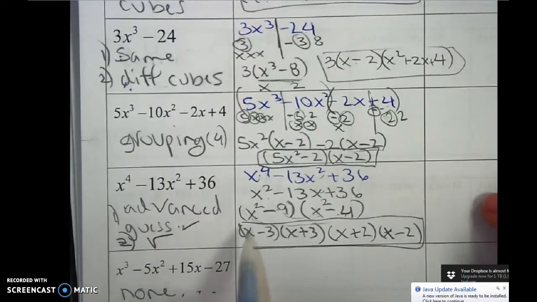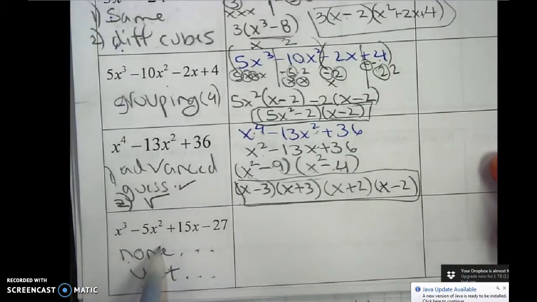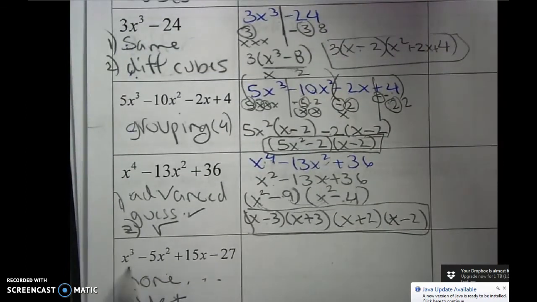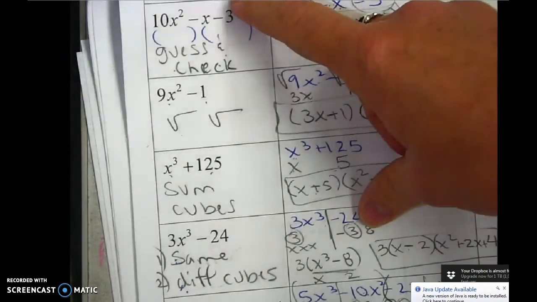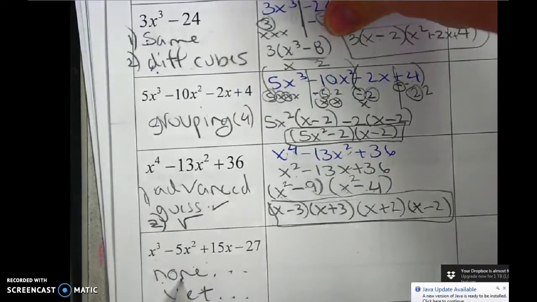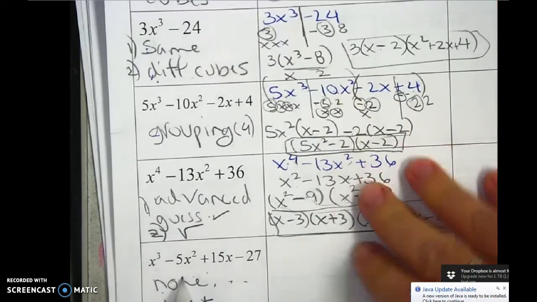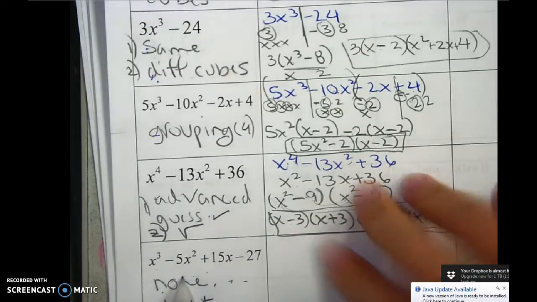Okay, so now that we've done this one, let's do this one. Okay, let's go through the list. Do they have something the same? No. We're going to go through. Can you square root them? No. Can you do guess and check? No, because there's 4 of them. Is it factor by grouping?